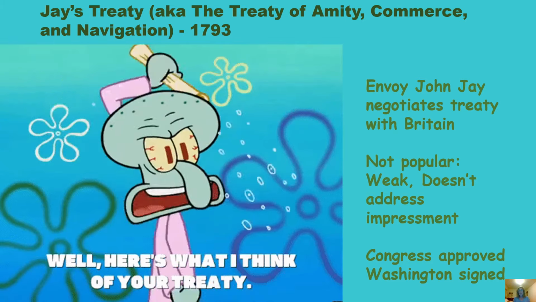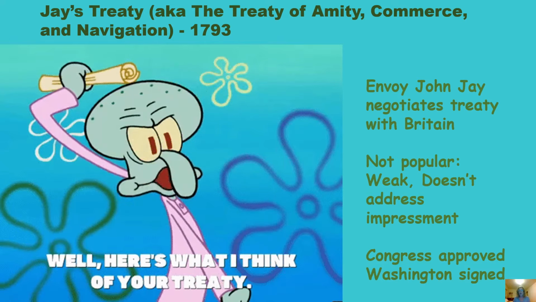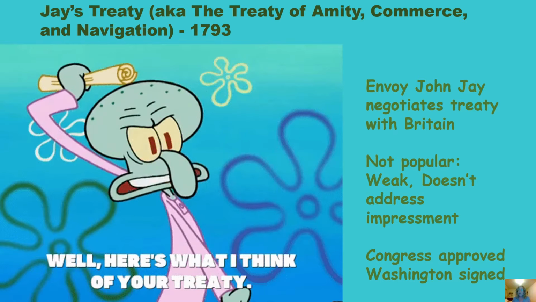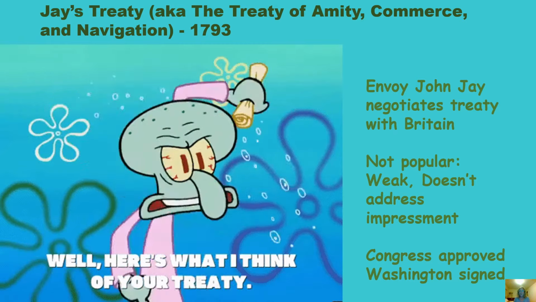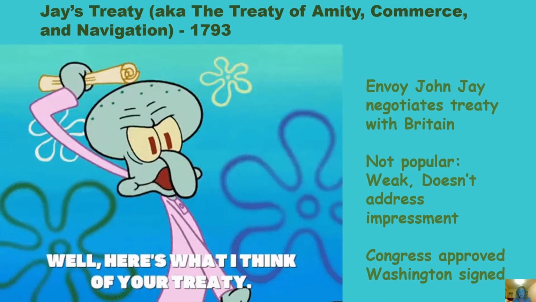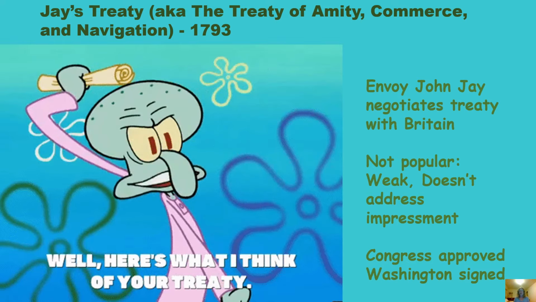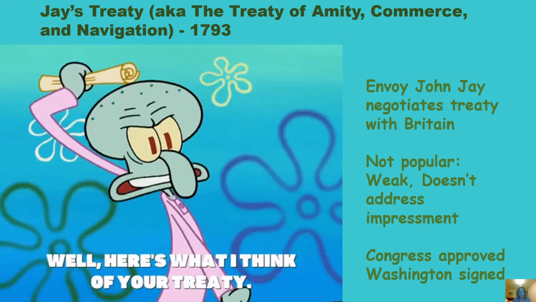And John Jay came back with a treaty. It was not popular. It's known as Jay's Treaty. The official name of it is the Treaty of Amity, Commerce, and Navigation, but you will almost always hear and read it as Jay's Treaty. So the treaty was very weak. It really didn't give the United States what they needed, and it didn't even address impressment at all. So the American people were not happy with this treaty, but Congress approved the treaty and Washington signed it.